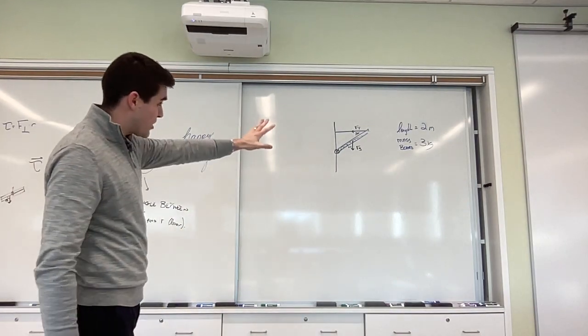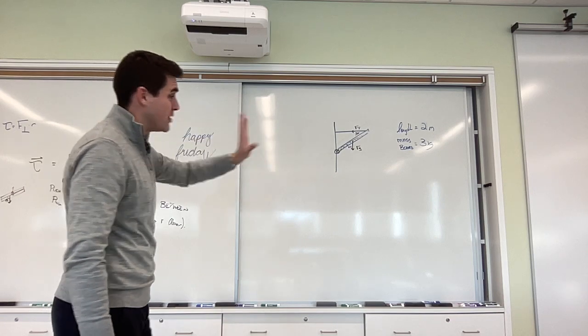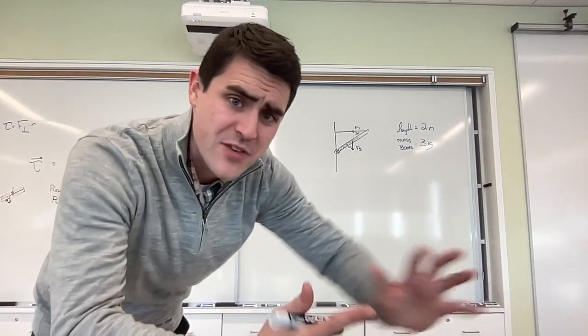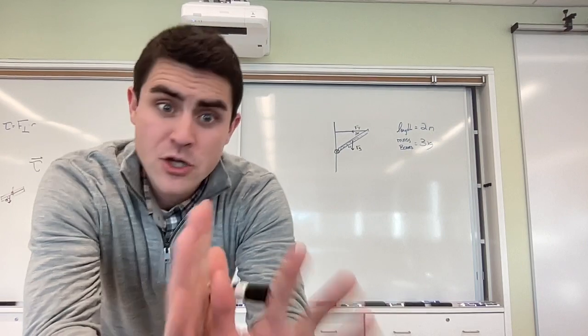Okay? I've got my length of the board is 2 meters. The mass of the board is 3 kilograms. And so if I look at this picture, it looks done. Everything I can think of that's obvious to me is there. But I'm actually missing 2 forces. Let me show you how I know that.